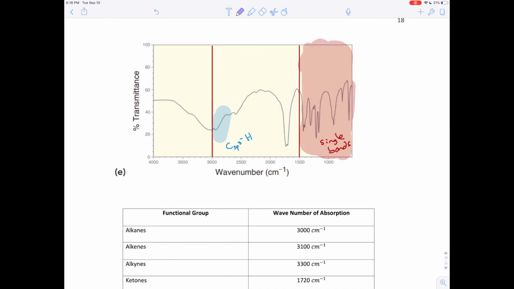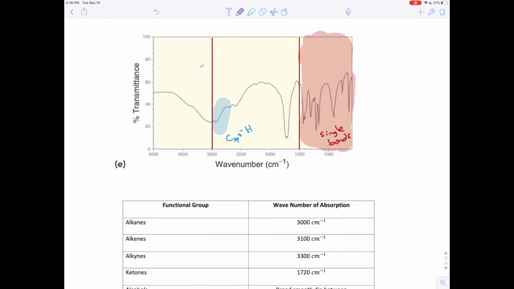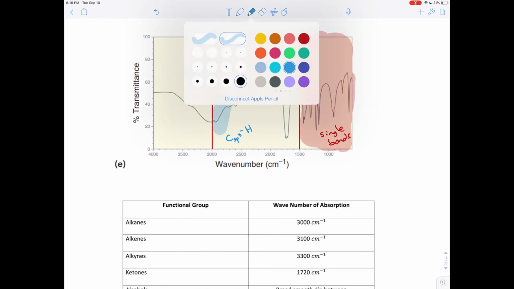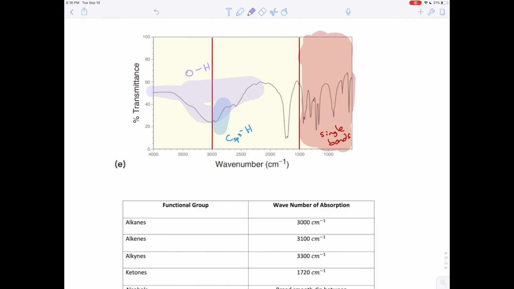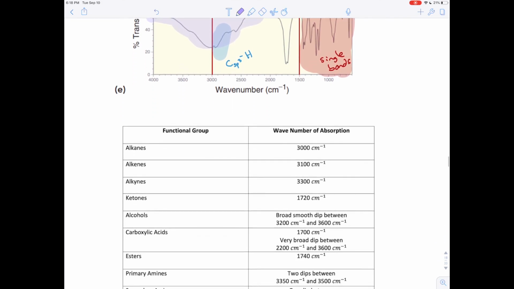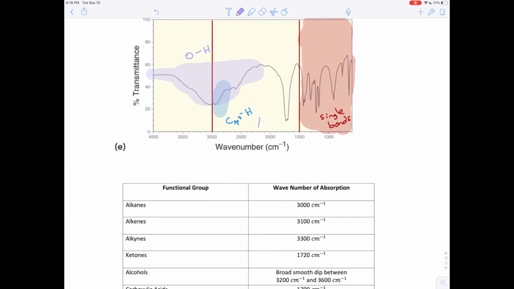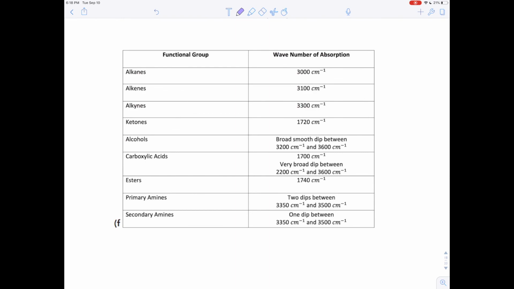What we have here is a bigger absorption. This absorption takes up almost a third of the whole spectrum. And that is the shadow cast for the bond between an oxygen and a hydrogen that's involved in a carboxylic acid. So this right here is the spectrum for that carboxylic acid. Now notice it goes from around 2200 to 3600. And so if you go down to this carboxylic acid, you see 2200 and 3600, very broad dip.